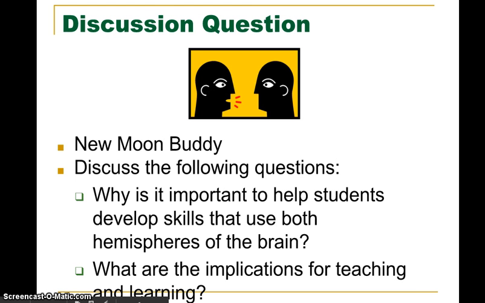Now's a chance for you to get with your moon buddy. With your new moon buddy, discuss the following questions. This will require you possibly to get up and go find your new moon buddy. Why is it important to help students develop and use both hemispheres of the brain? What are the implications for teaching and learning? Take a few minutes, pause the video here, and have a short discussion. Be sure to share out your thoughts with the rest of the group when your facilitator gives you a signal.